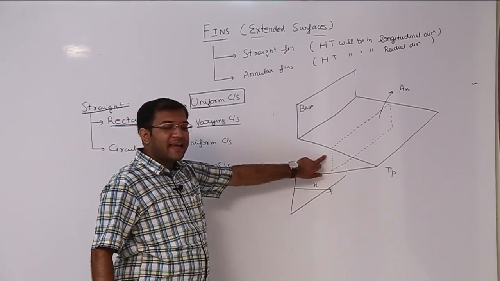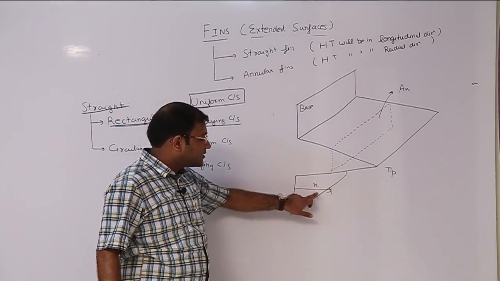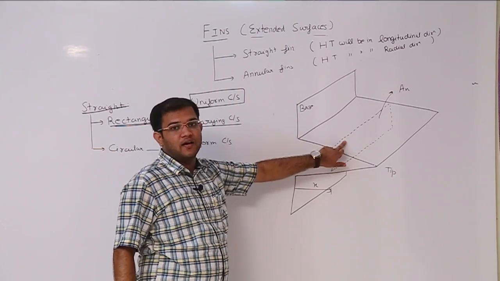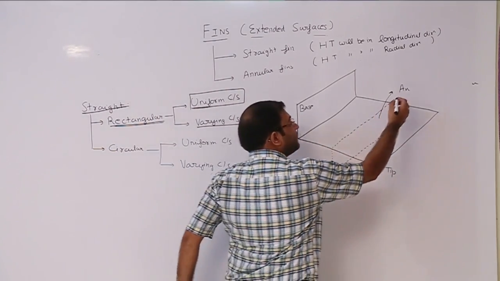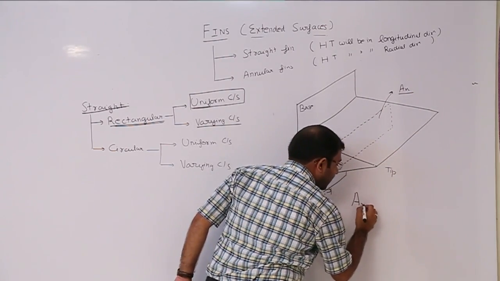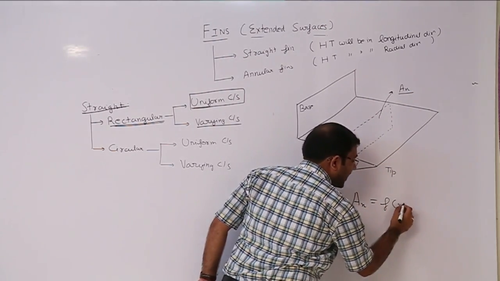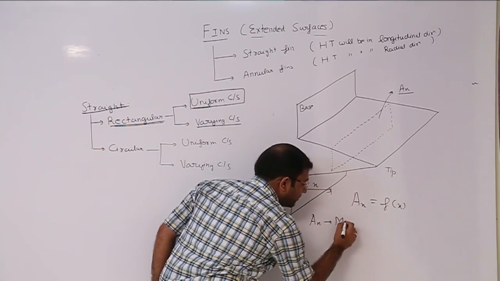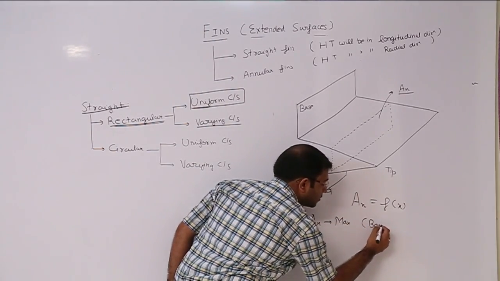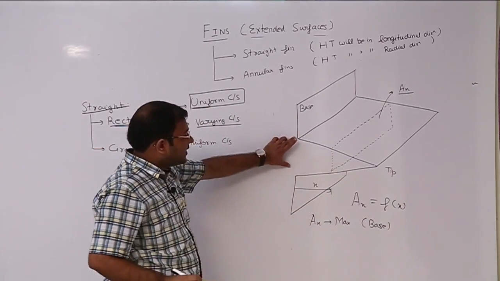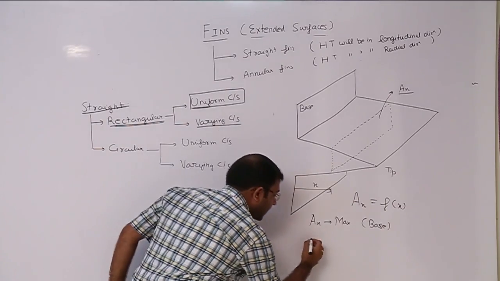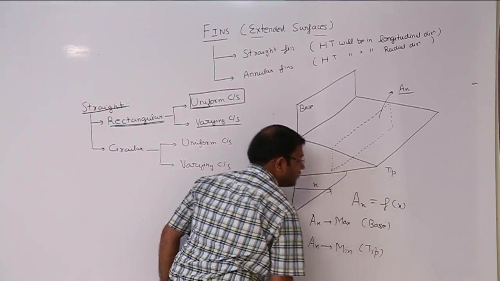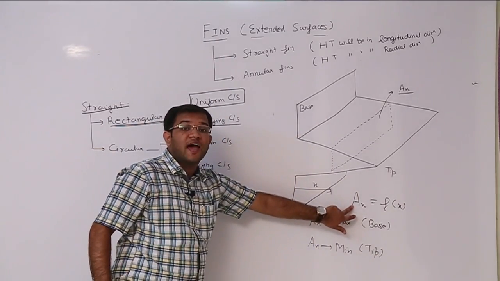Now we consider any cross section at a distance x from base. What is its shape? Its shape is that of a rectangle. Now let the area be Ax. So we see that here Ax is a function of x direction. See how? Ax is maximum at base, see here the area is maximum, and Ax is minimum at the tip. So we see that Ax is a function of x direction.